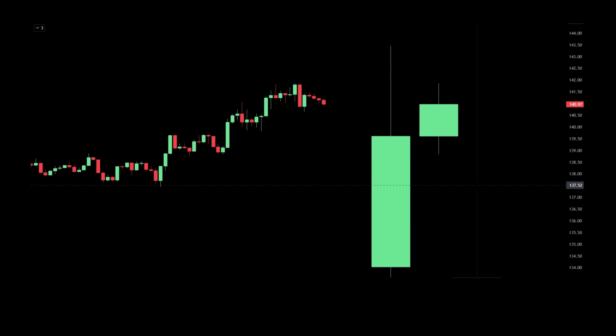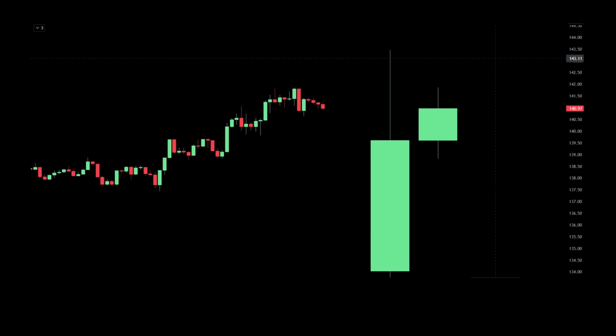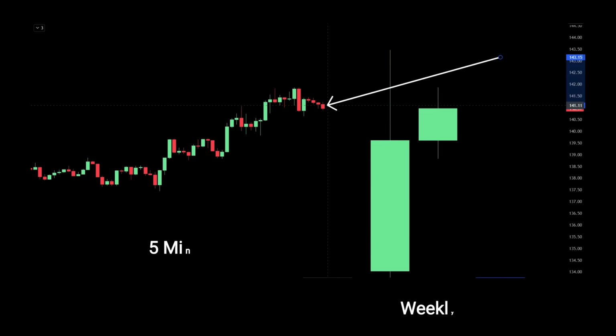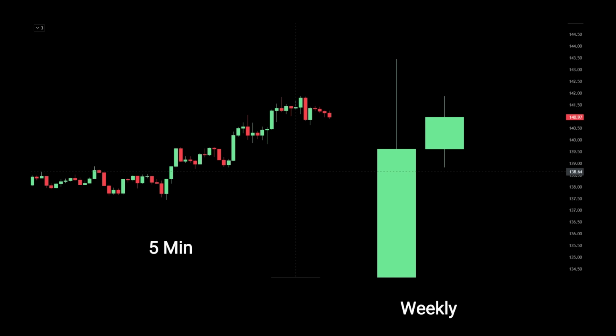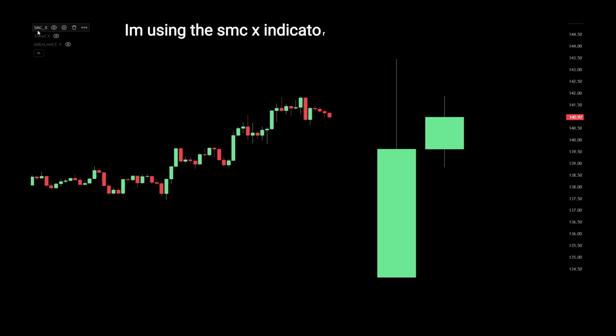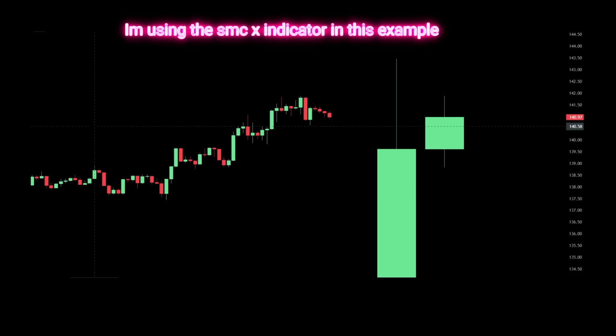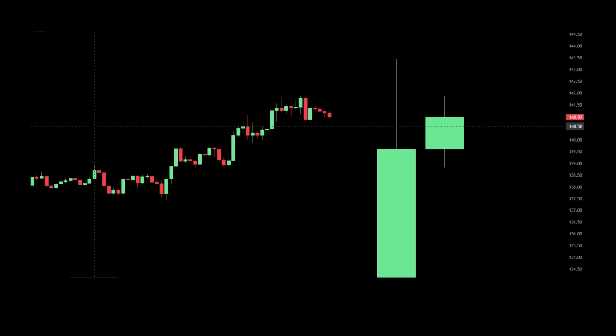Here we are on the charts, and as you can see over here, I've got the weekly candle and then I've got the 5-minute candle. So I can see both the weekly and the 5-minute at the same time. I'm using the SMC indicator to do this, but you do not need this indicator to be able to do this. You can do it manually or without it.